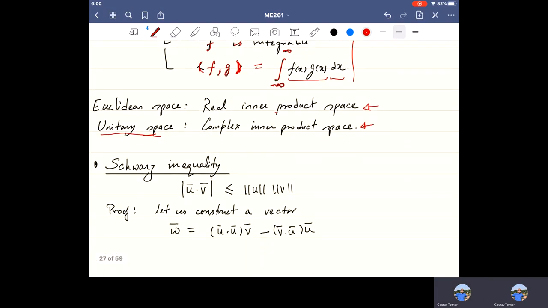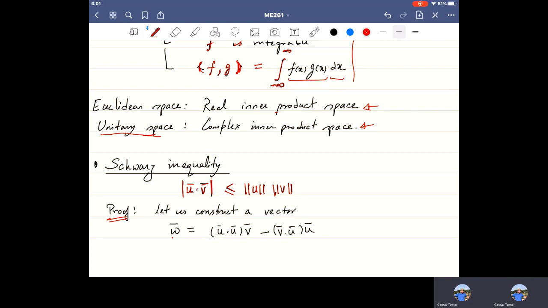The first theorem that we have is the Schwarz inequality. Let's say you take the inner product between two vectors u and v, and look at the absolute value. Then this has to be less than or equal to, that's what the theorem states, the norm of u times the norm of v. So that's the theorem. To prove this theorem, we'll start by choosing a vector of a certain form. It's just a trick that we're using. So let's say we define a vector w in this fashion.